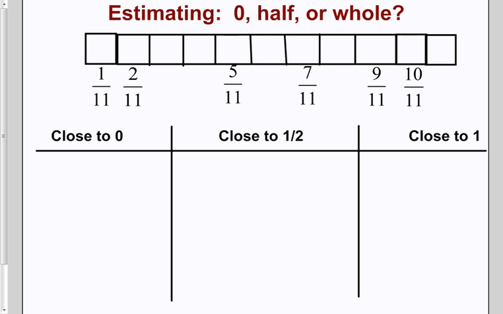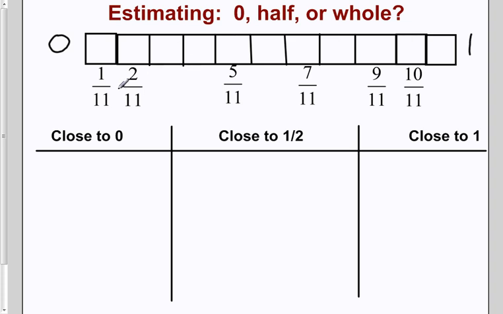All right, so one strategy is estimating by trying to figure out if the fraction is pretty close to 0, pretty close to a half, a little more than a half, a little less than a half, and then if it's pretty close to 1 whole. So if we look at these fractions right here, we can see this bar split into 11s. We're comparing 11s here. This right here would be 0. This, of course, would be 1 whole.